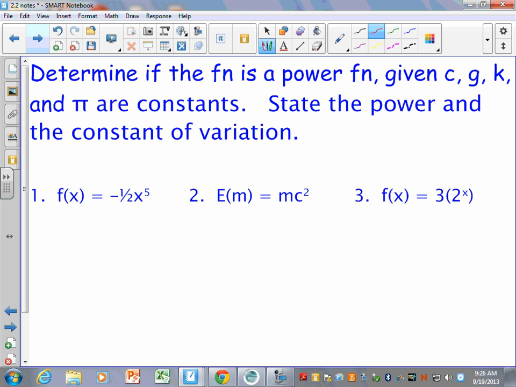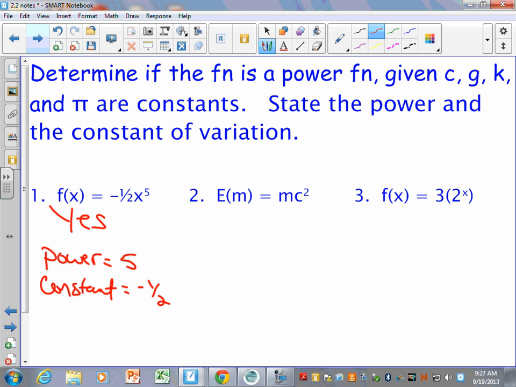All right, so number one I feel like is a power function that we're used to seeing. Negative 1/2 x to the 5th. We have a constant in front, and we have a letter to a power. Very much this is a power function. So is it a power function? Yes. State the power and the constant of variation. Power is the exponent on the variable, so the power is 5. And the constant is negative 1/2.